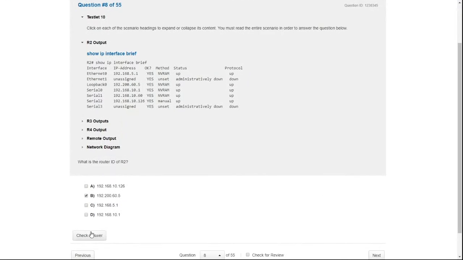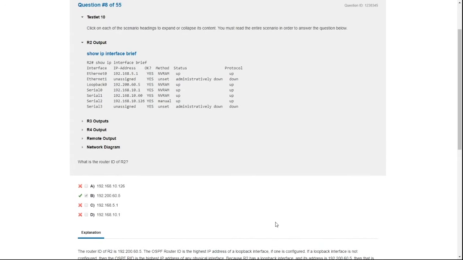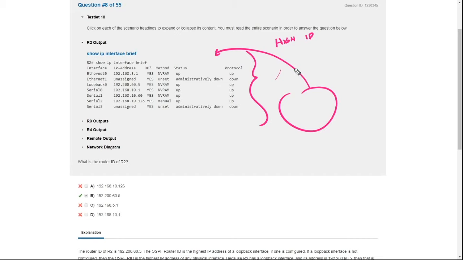And that should be, and let's check our answer here. Yes, that is correct. Remember, with OSPF, when OSPF picks the router ID, which is essentially the name of the router to the OSPF router, it will look and pick the highest IP address as its router ID. Now the loopback, the irony of this question, I think it could have been a better question, because they made the loopback interface the highest IP address.